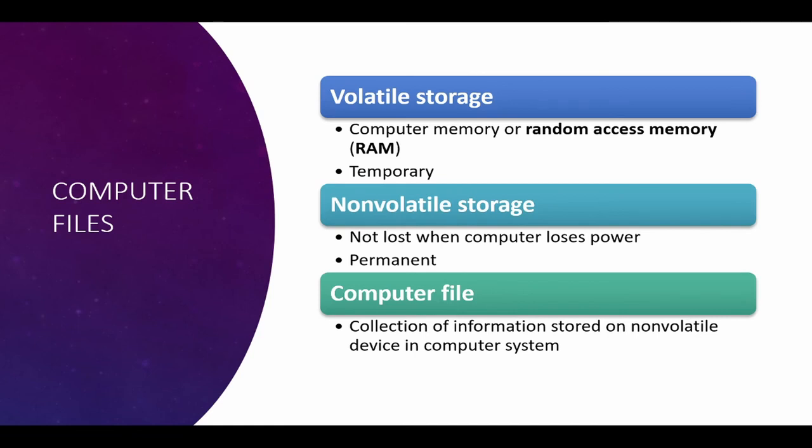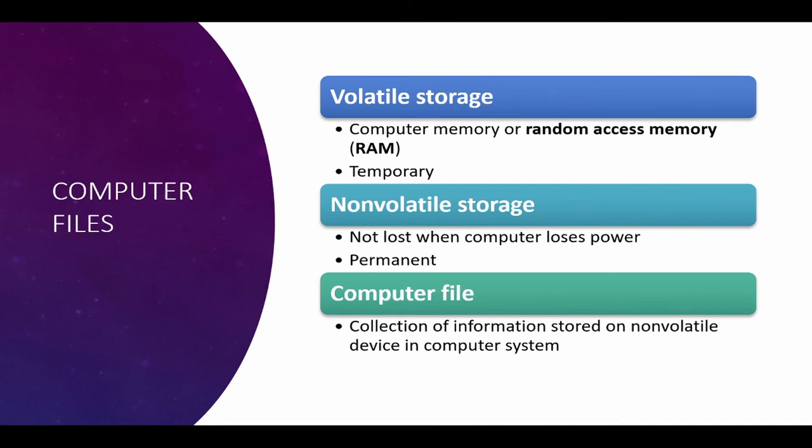Computer files, there are different types. So the first type is volatile storage, and volatile storage is temporary. Your computer's random access memory, or RAM, is volatile storage. It is only temporary. It is only valid for when the computer is up and running. Once the computer shuts down, that memory is wiped and it starts clean every time.